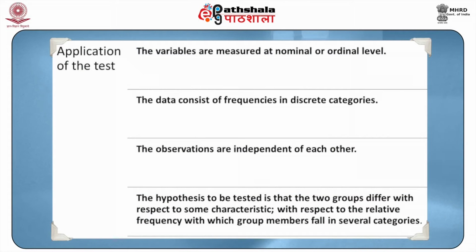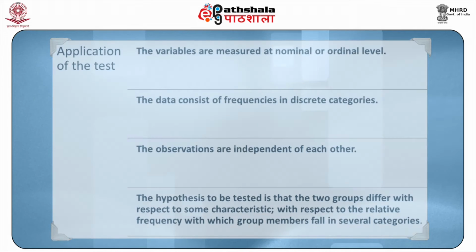Application of the test. The chi-square test of contingencies is suitable when the variables are measured in nominal or ordinal level. The data consists of frequencies in discrete categories. The observations are independent of each other, and the hypothesis to be tested is that the two groups differ with respect to some characteristic, with respect to the relative frequency with which group members fall in several categories.